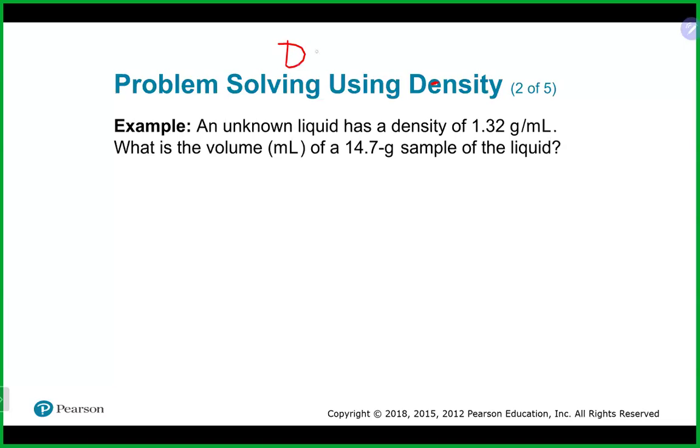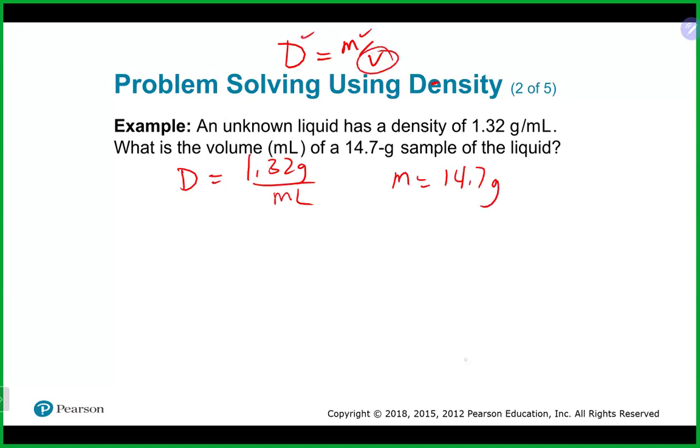So we want to think about our density equation, which is density is equal to mass over volume. We are given the density in this case, which is 1.32 grams per milliliter. We also have the mass given to us, which is 14.7 grams. So obviously you have the mass, you have the density, so clearly volume seems like a pretty good thing to solve for.